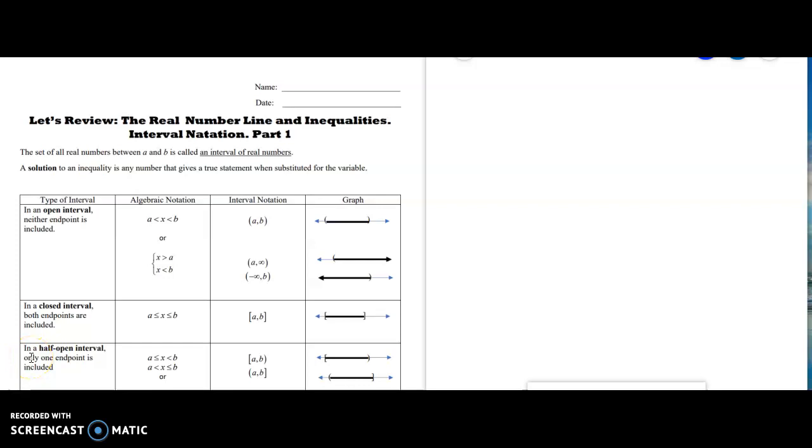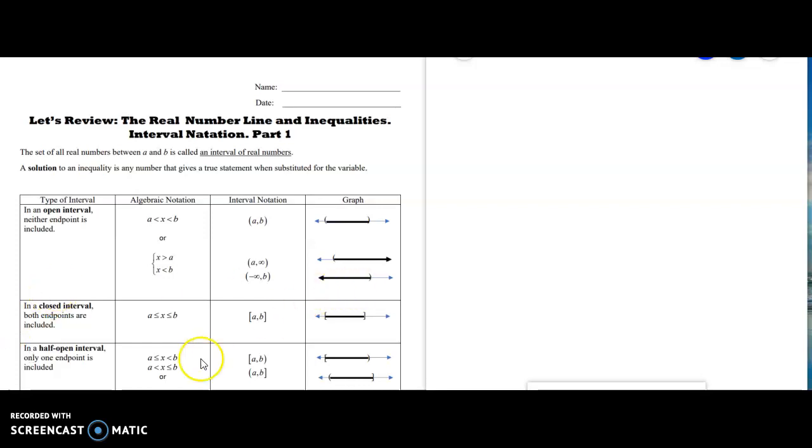Hi, so this week's worksheet is concerning the real number line and inequalities. In particular, we're working with interval notation here. Now, interval notation is something that you're going to see in statistics, sometimes to express answers, and we need to understand what the notation is telling us, and if we have an answer, we need to know how to write it.